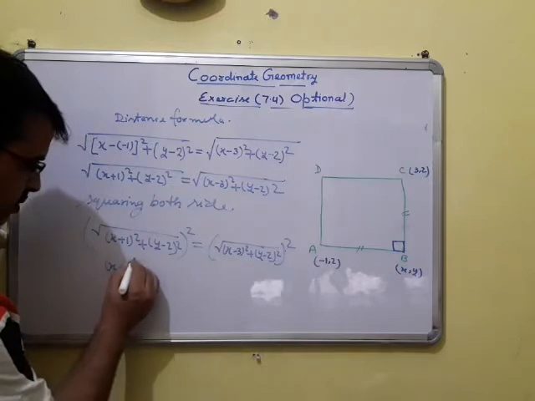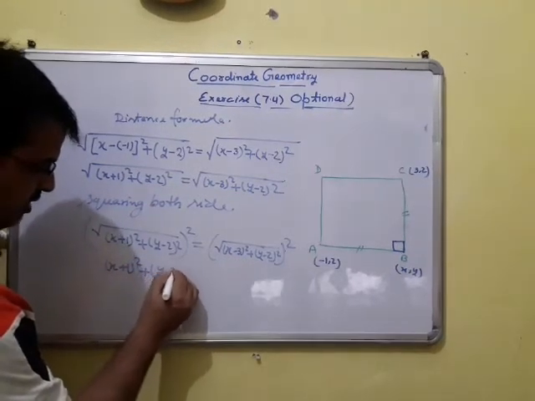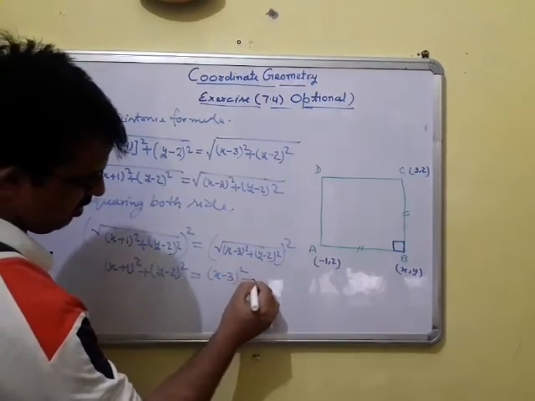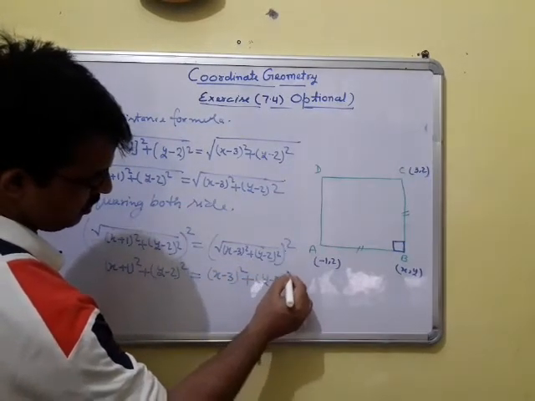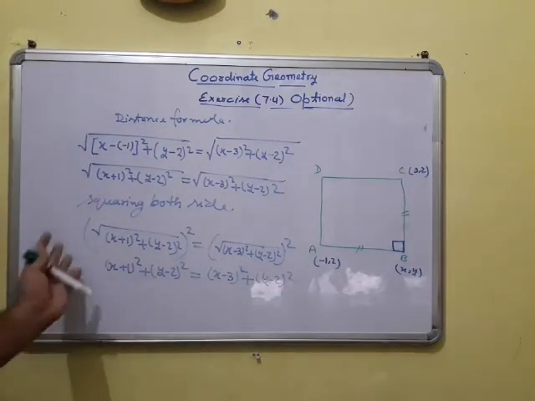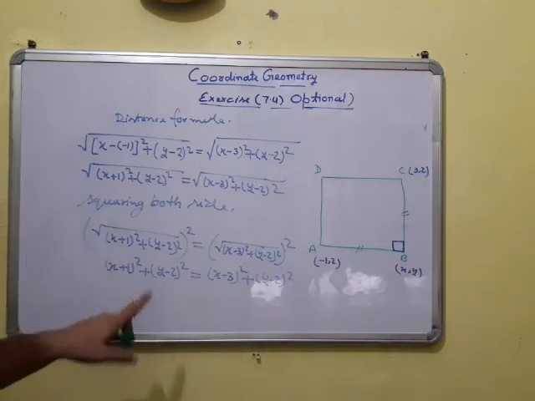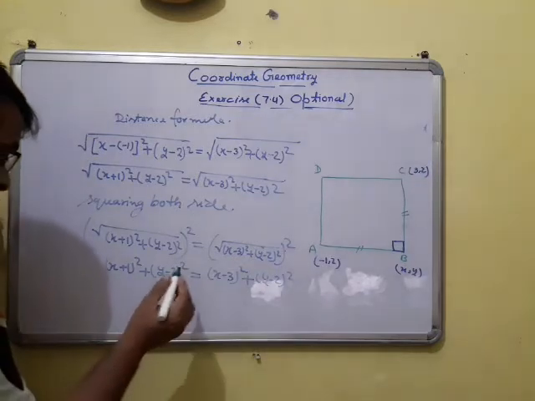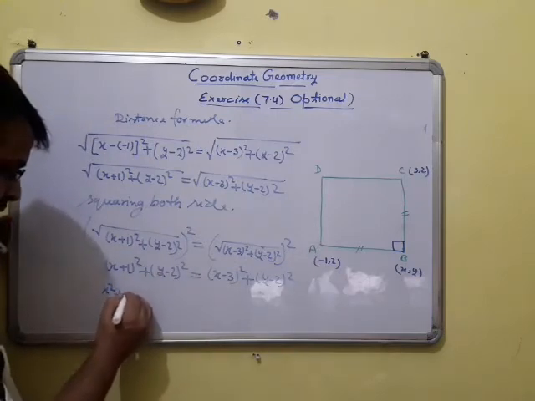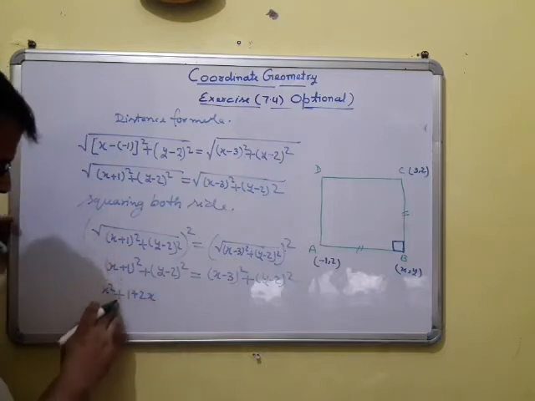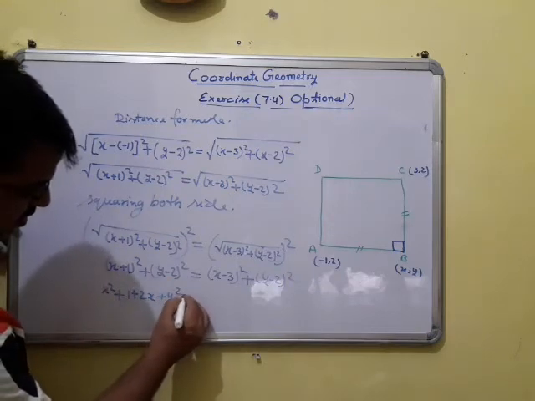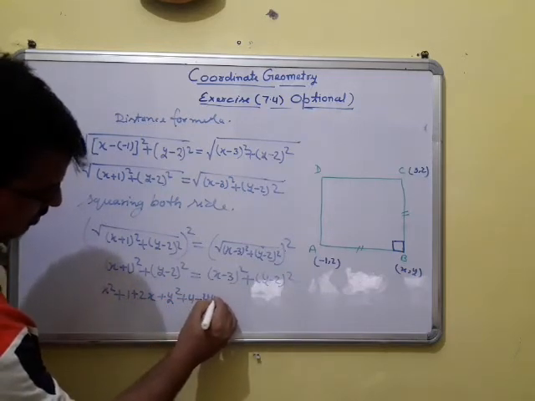(x + 1)² + (y − 2)² = (x − 3)² + (y − 2)². Clear? This is the breakdown of (a + b)² and (a − b)² from the previous question. So now here x² + 1 + 2x, clear? (a + b)² here.